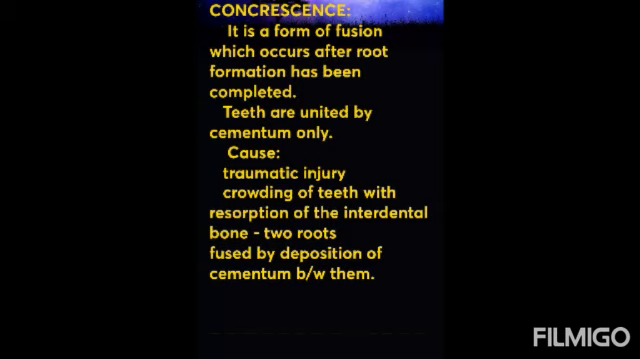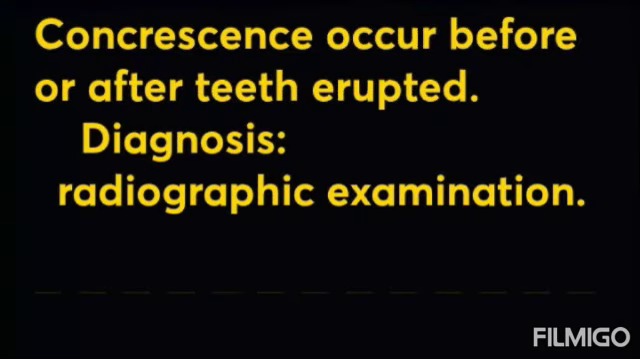Next, moving on to concrescence. Concrescence of the teeth is actually a form of fusion which occurs after root formation has been completed. Fusion can occur at any developmental stage, but concrescence occurs only after root completion. In this condition, the teeth are united by cementum only. It is thought to arise as a result of traumatic injury or crowding of the teeth with resorption of the interdental bone. So two roots are fused by deposition of cementum between them.